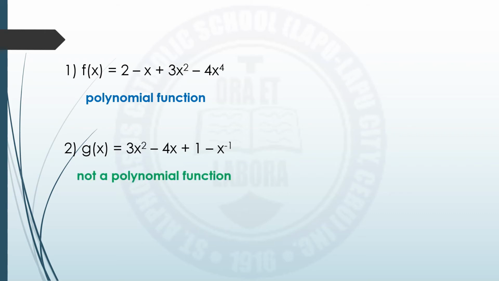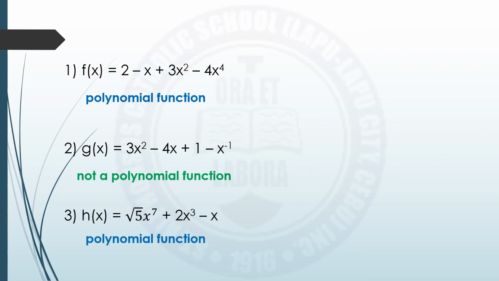This is not a polynomial function because the exponent of the fourth term is negative, and according to the definition of a polynomial function, each exponent is a whole number, not a negative integer. That makes this function not a polynomial function. How about number 3? Is this a polynomial function? Yes, this is a polynomial function.